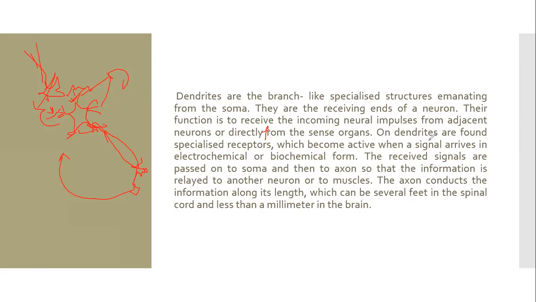On dendrites, we have billions of neurons. It is everywhere. The human body itself is completely packed with neurons. On dendrites are found special receptors which become active when a signal arrives in electrochemical or biochemical form. The received signals are passed on to the soma and then to the axon, so that the information is relayed to another neuron or muscles. The axon conducts the information along its length, which can be several feet in the spinal cord and less than a millimeter in the brain.